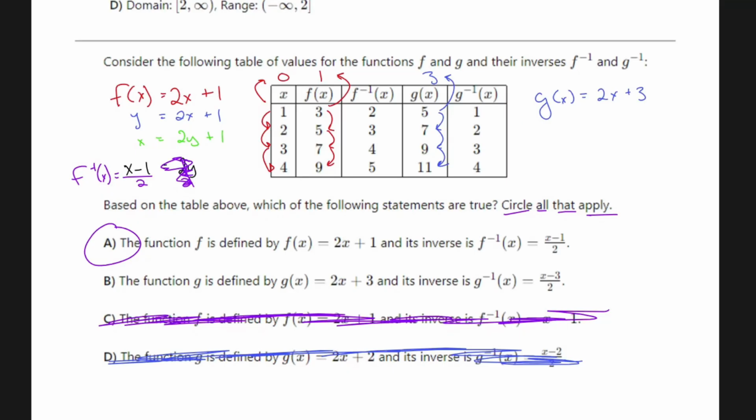So let's do the old flippy floppy, y equals 2x plus 3. Swap the x and the y, so x equals 2y plus 3. In our heads, let's subtract 3, so x minus 3 equals 2y. Let's divide everything by 2. So g inverse is equal to that: x minus 3 over 2. So A and B apply.